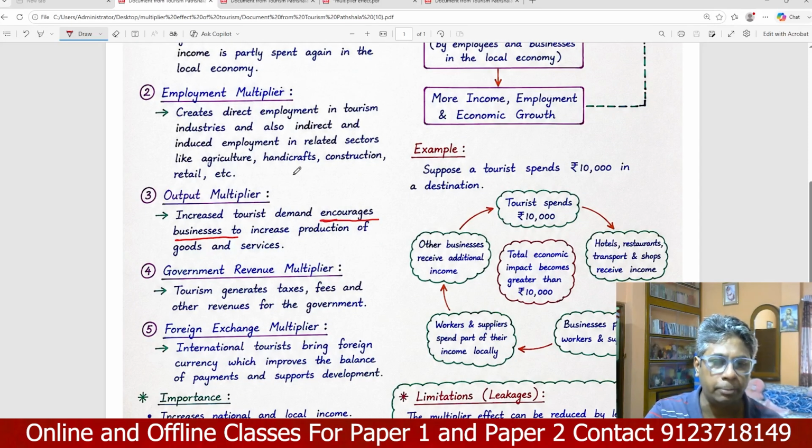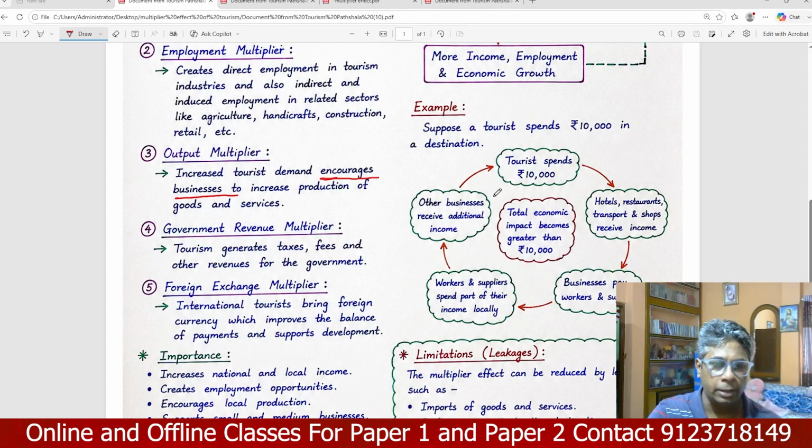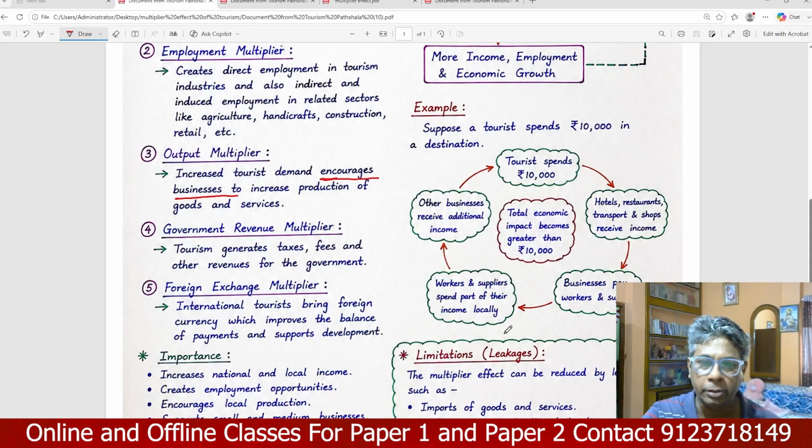Third, output multiplier: increased tourism demand encourages businesses to increase production of goods and services. That is called the output multiplier. Fourth, government revenue multiplier: tourism generates taxes, fees and other revenue for the government. And finally, number five, foreign exchange multiplier: international tourists bring foreign currency, which improves the balance of payments and supports development.